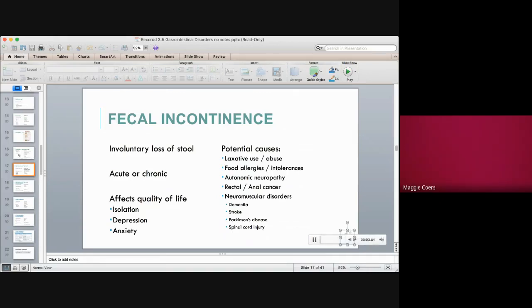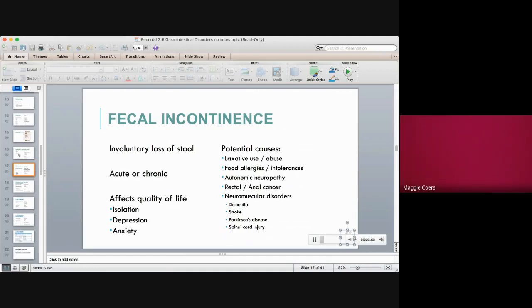Fecal incontinence. Okay, this is a condition that the older adult has. It's pretty rare, but it can happen. It's an involuntary discharge of stool. It's much like urinary incontinence, but it's just, as I said, much more rare.